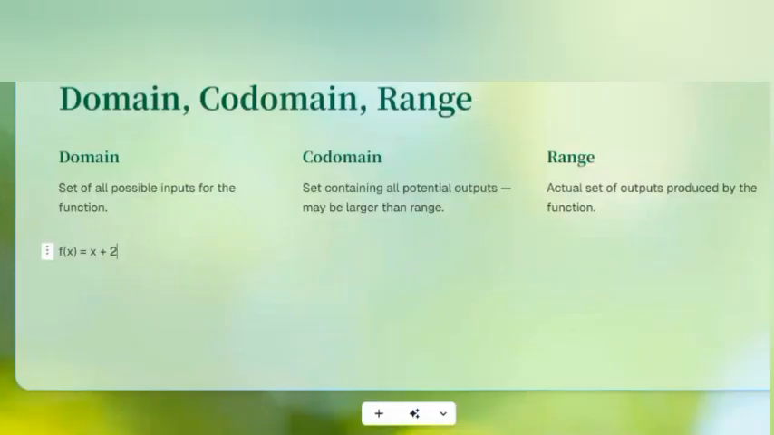Now, if you think about it, is there any number you can put into this function that will not make the function work? I don't think that exists. You can put in any number from minus infinity up until infinity, and it will work. So in that sense, the domain of this function is all the real numbers from minus infinity to infinity.